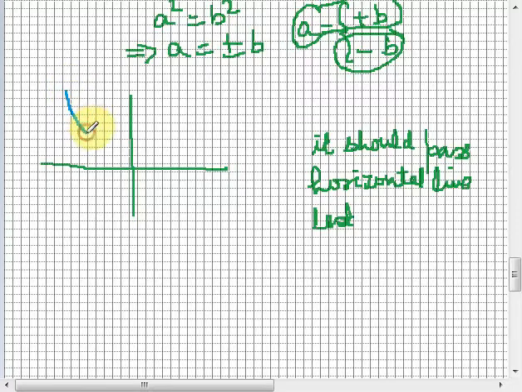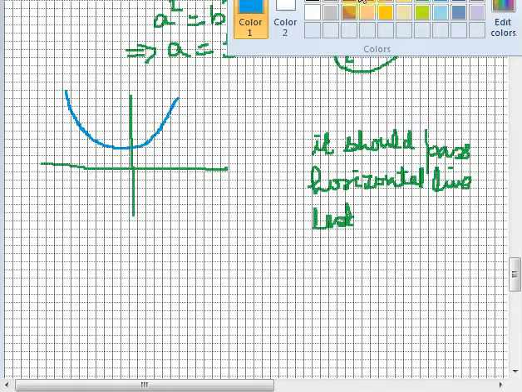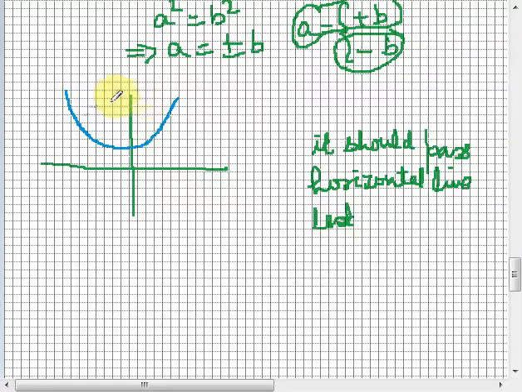Suppose these are the coordinate axes, and this is our graph. We draw a horizontal line. This is our horizontal line parallel to the x-axis. Now you can very well see this horizontal line cuts the graph at 2 points. So this is not a one to one function.